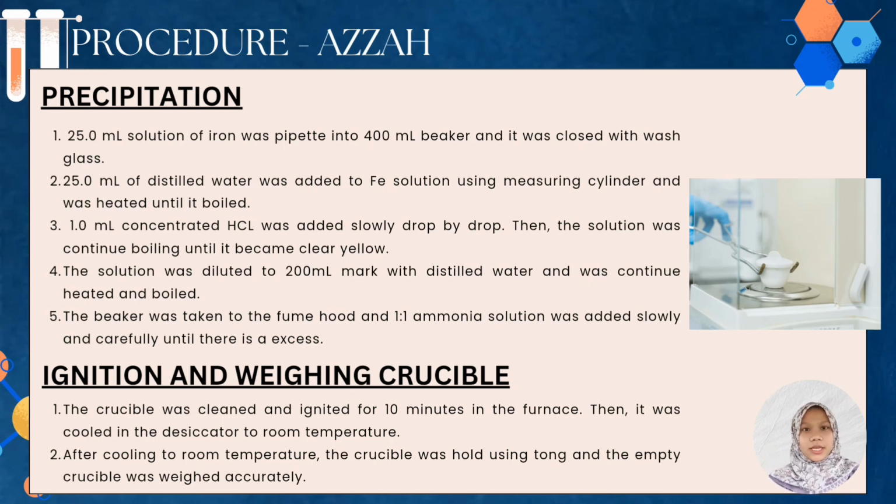Second procedure is ignition and weighing of the crucible. First step, the crucible was cleaned and ignited for 10 minutes in the furnace. Then it was cooled in a desiccator to room temperature. Second, after cooling to room temperature, the crucible was held using tongs and the empty crucible was weighed accurately.